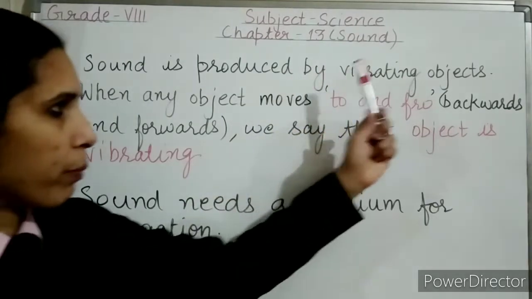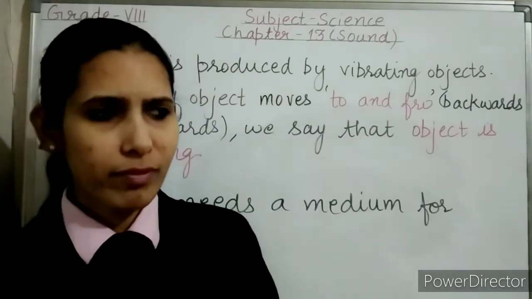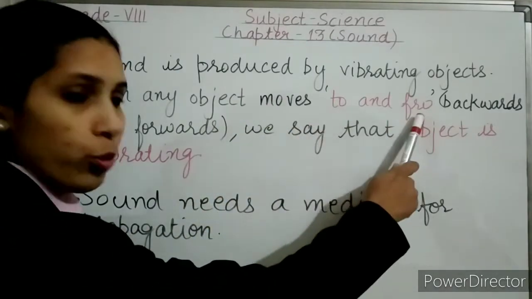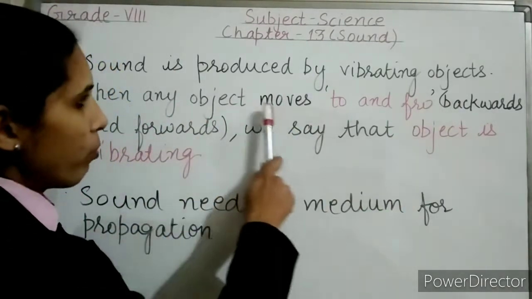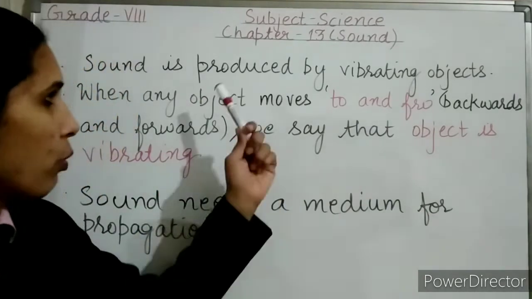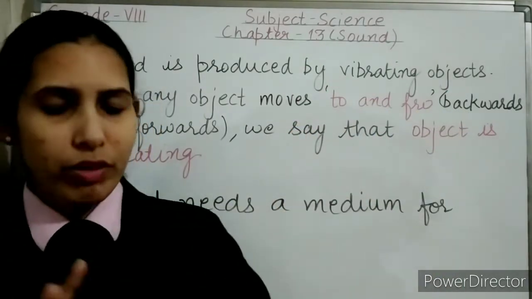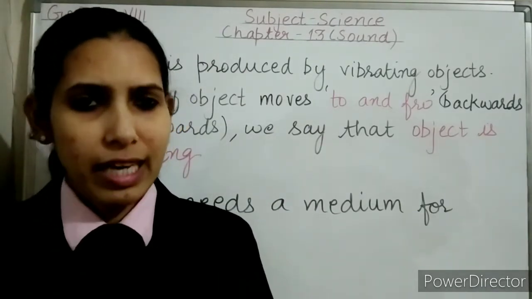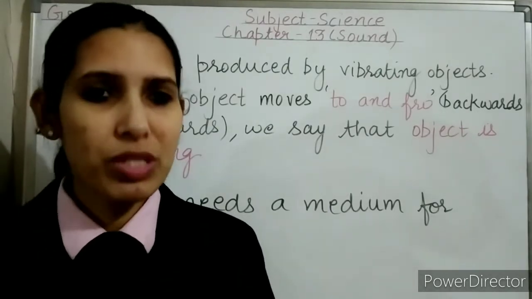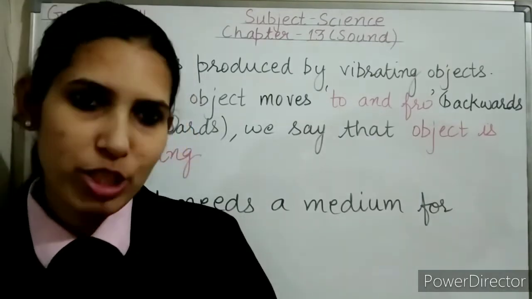Sound is produced by vibrating objects, or we can say sound is produced by the vibration of objects. So what is the meaning of this vibrating object? When any object moves to and fro, meaning backwards and forwards, repeatedly, we say that object is vibrating. So sound is produced by vibrating objects. Sometimes the vibrations of the object are large so that we can see them, but sometimes the vibrations are so small that we are not able to see them. We have to gently touch the vibrating object so as to feel the vibrations.